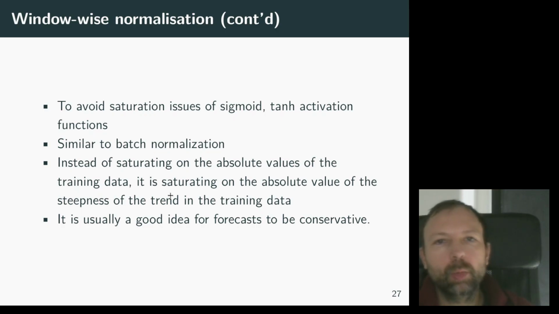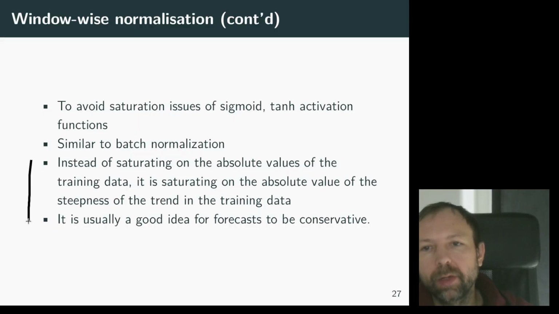Yeah, and it turns out window-wise normalization has a couple of advantages, right? It is a bit similar to batch normalization in machine learning, a very similar idea. What you do now is that instead of saturating on the absolute values of the training data, it is now saturating on the absolute value of the steepness of the trend in the training data.